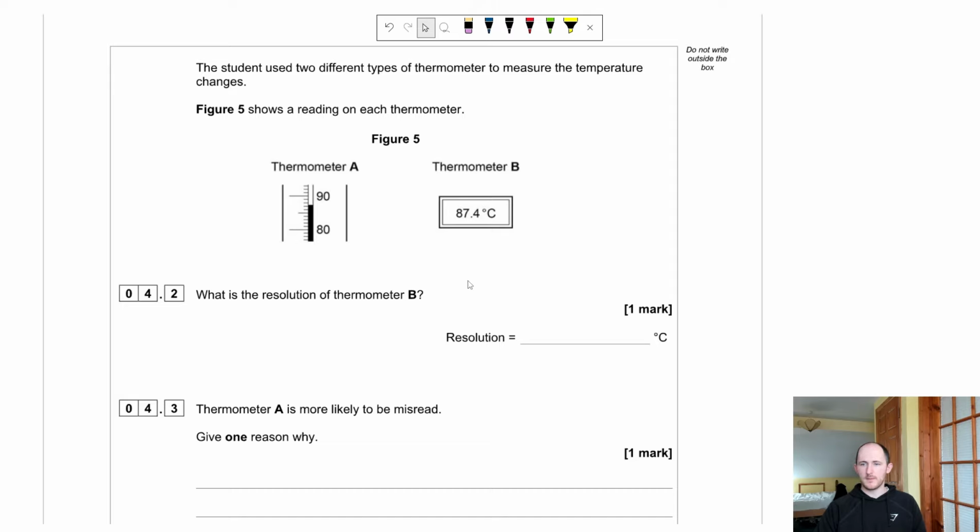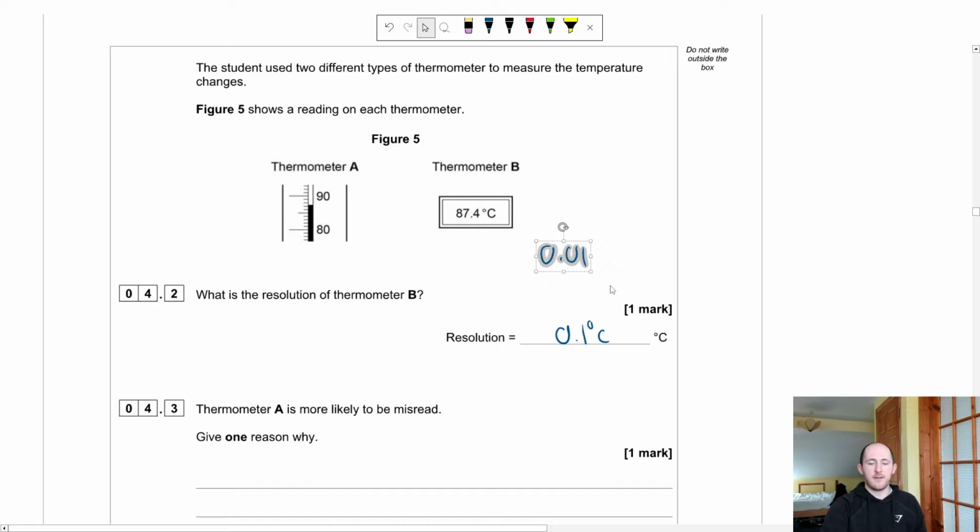Well, the resolution of a device is the smallest value that you can measure with it. So in this case, what is the smallest number I could measure on this digital thermometer? Well, it goes down to 0.1. So the smallest thing I could measure is 0.1. I can't measure anything smaller. I can't measure 0.01 because look, it's not 2 decimal places, it's 1 decimal place.